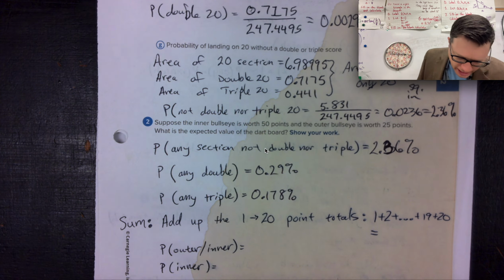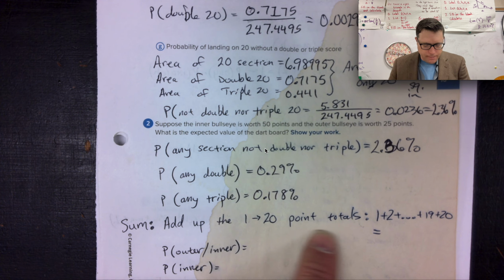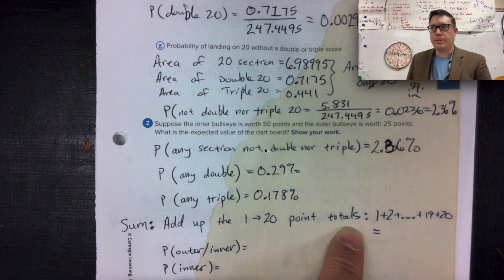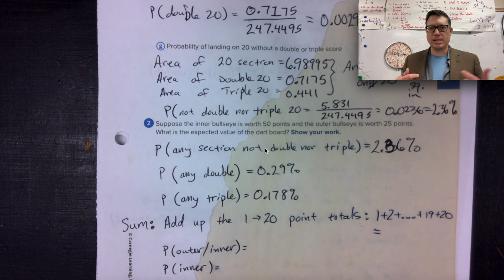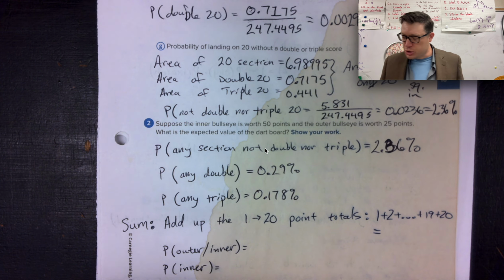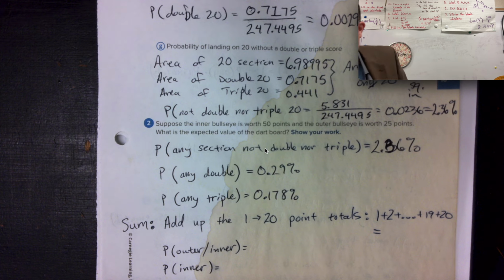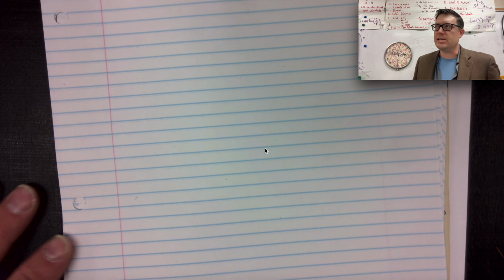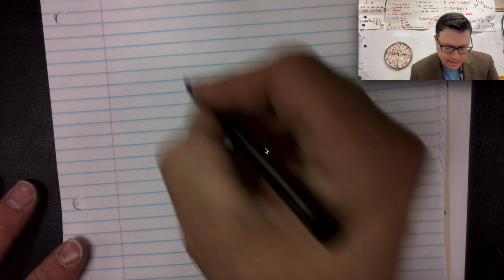So if you add up all of the point totals from 1 through 20, so that would be a 1 plus a 2 plus a 3, there is a clever trick way to do that, and I think I'm going to show you right now. It was first discovered and utilized by Carl Friedrich Gauss, back in the 1700s.